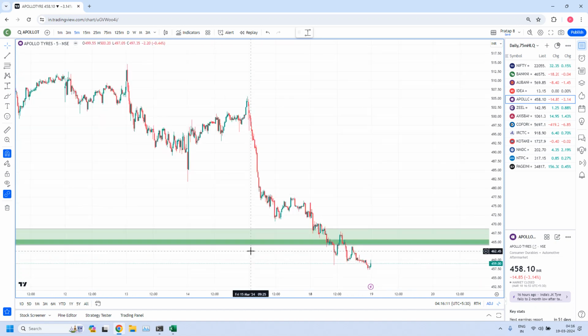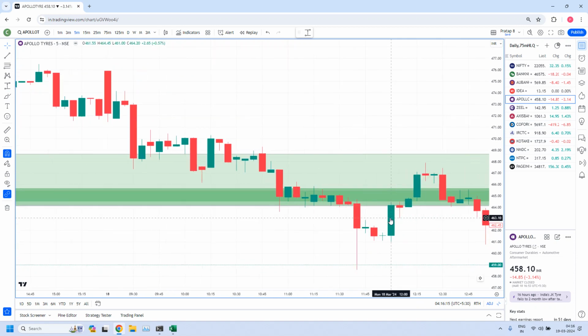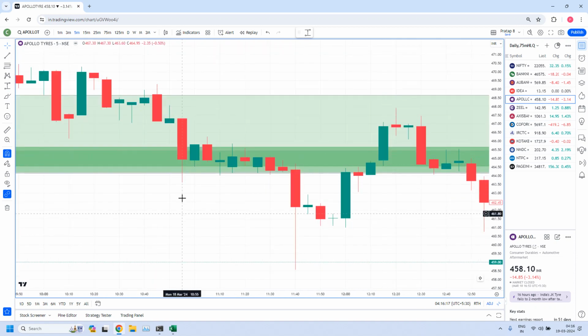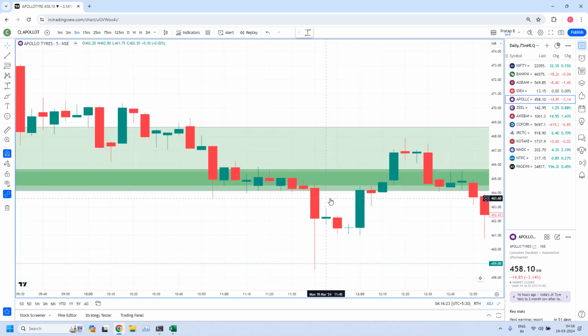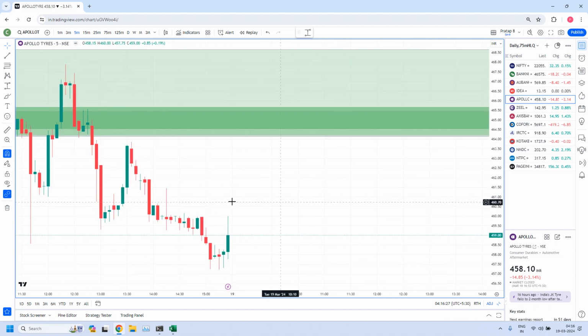See today what happened, easily the zone is violated. But there were some rejections here from below. Okay, so this is one violated zone.